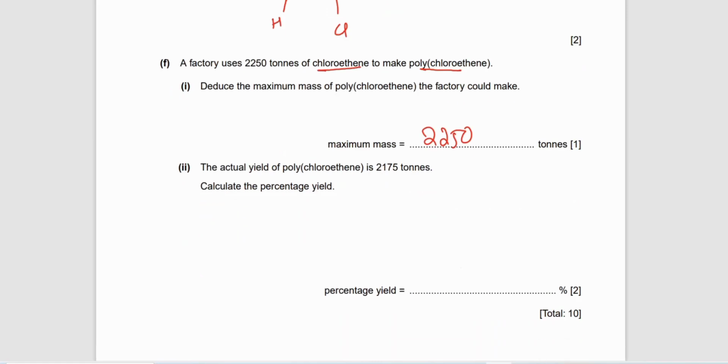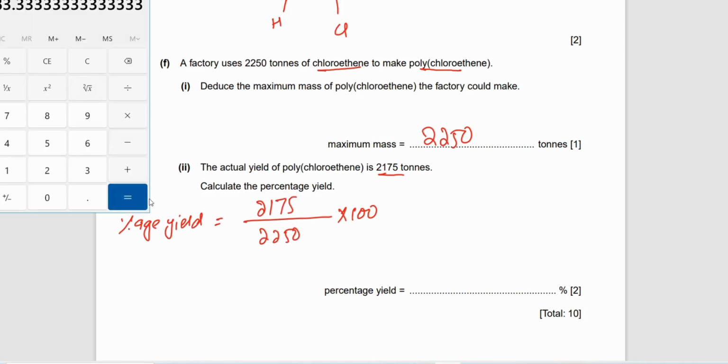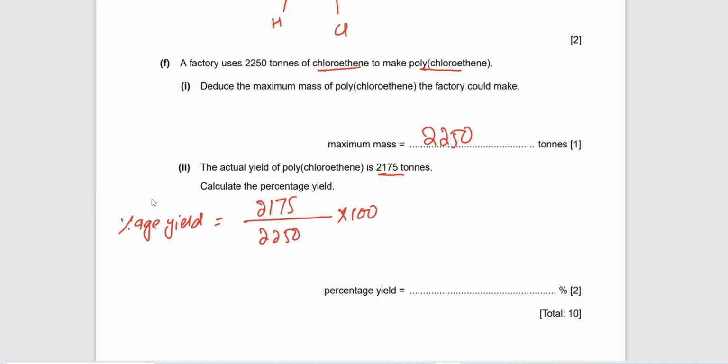What's over here? Actual yield of the polychloroethene is 2175 tons. Calculate the percentage yield, and you know that percentage yield is equal to actual yield over theoretical yield. Actual yield is 2175 and theoretical yield is 2250, multiplied by 100. So here we go, 2175 divided by 2250 multiplied by 100, 96.66.